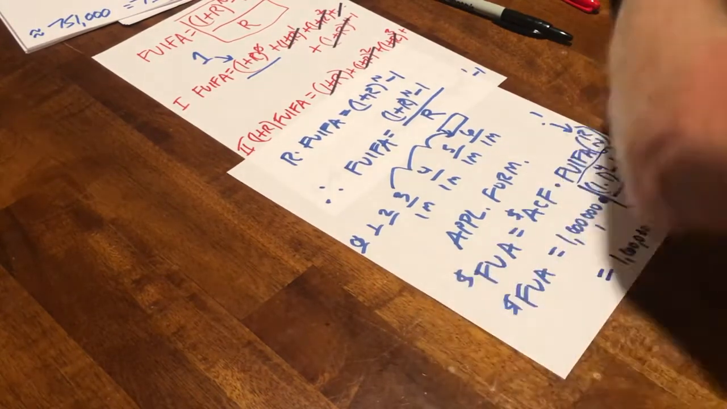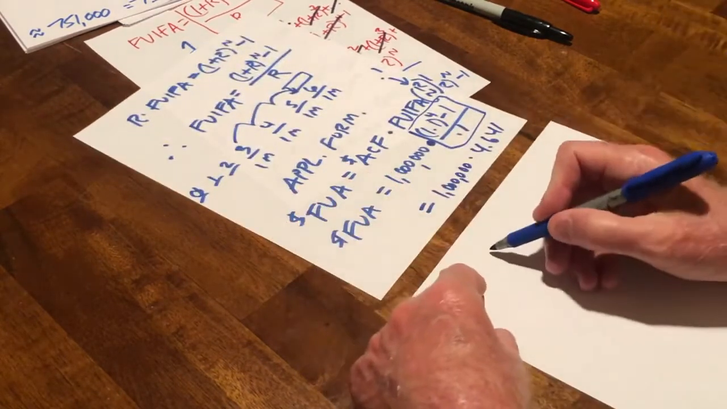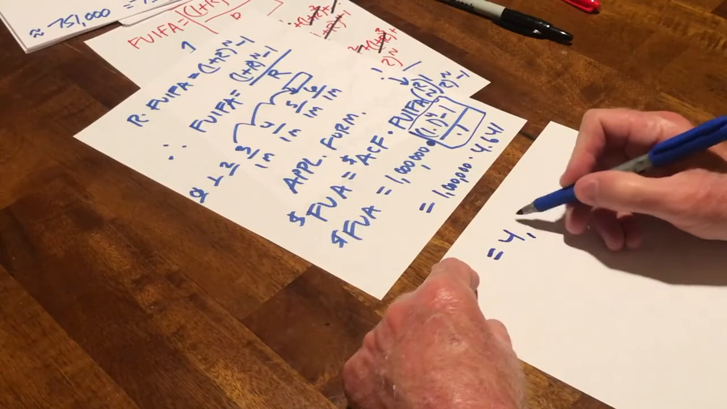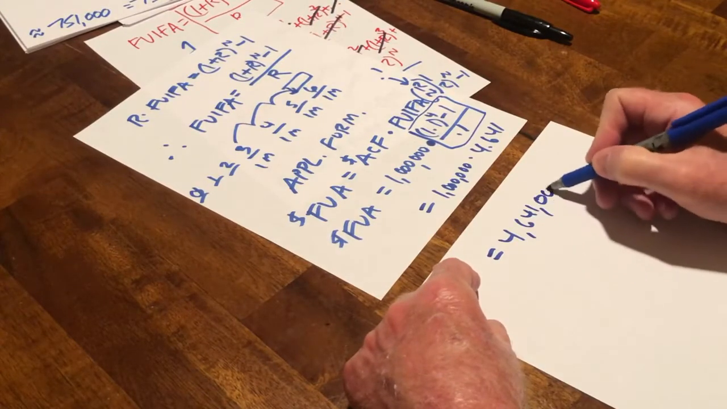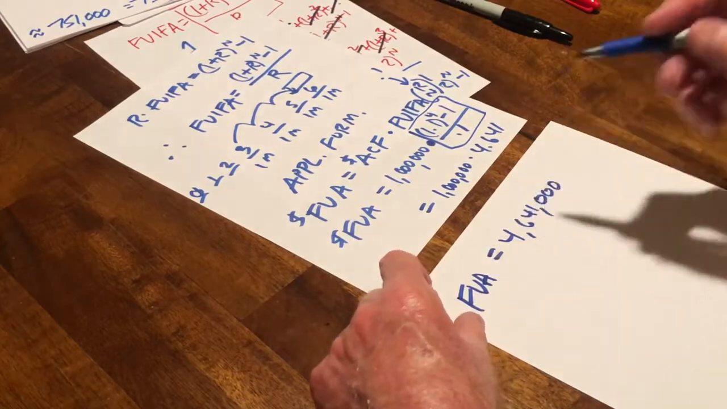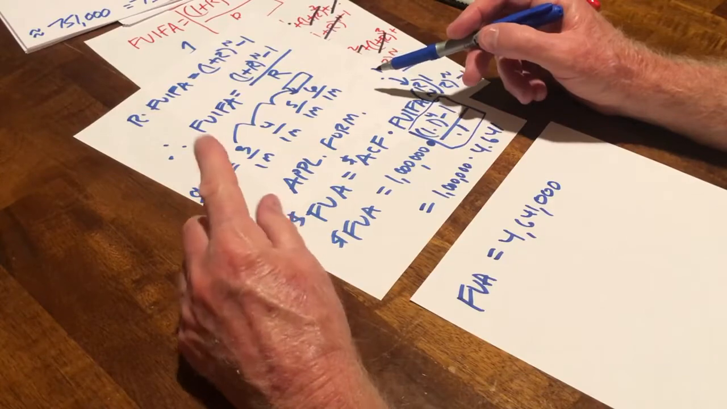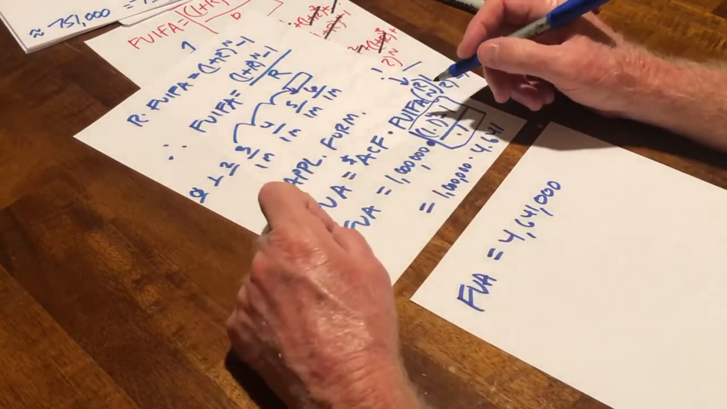And of course that is equal to $4,641,000. That's the future value of the annuity. Now in this case, it's a date 6 value. Very important that you understand something.